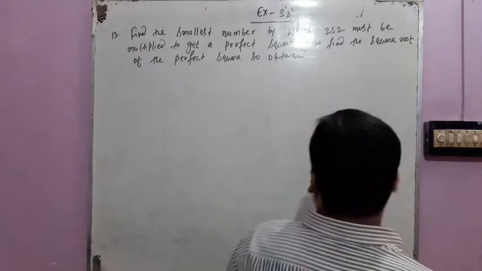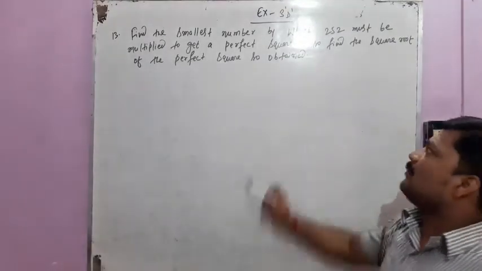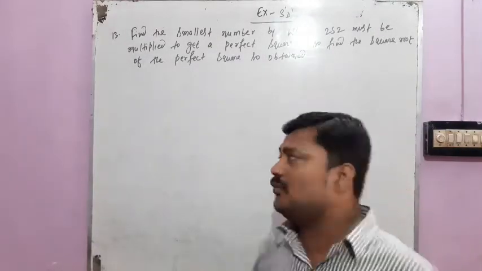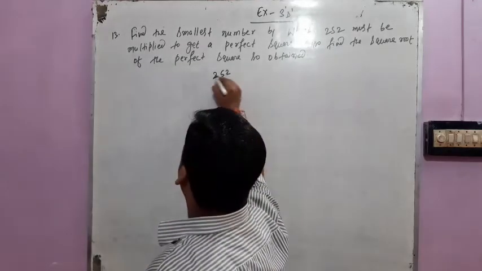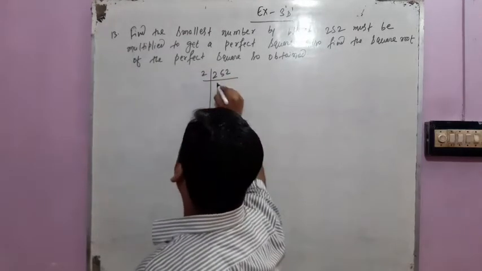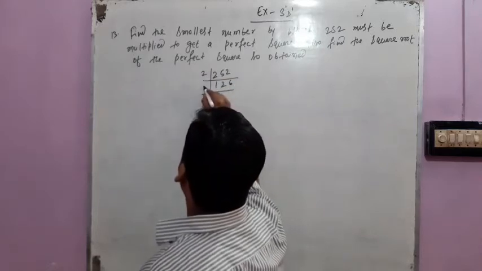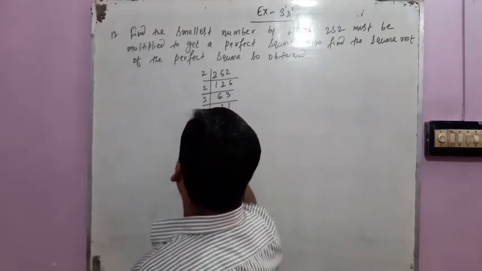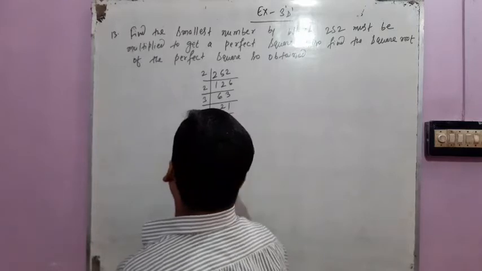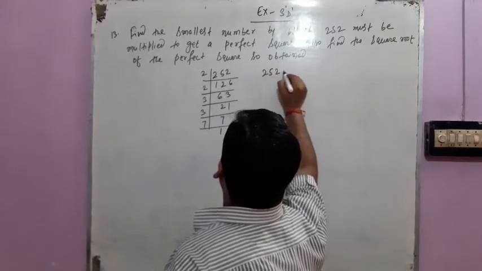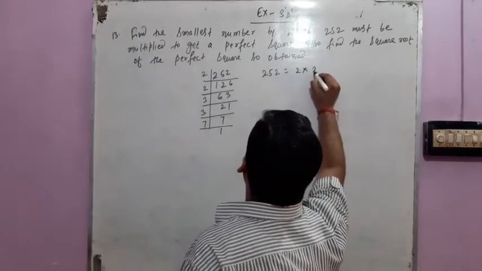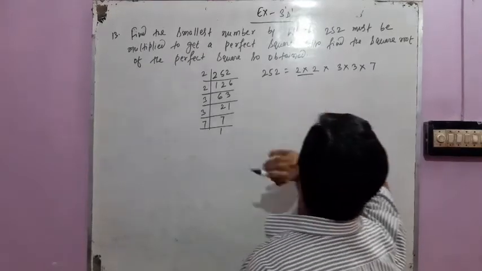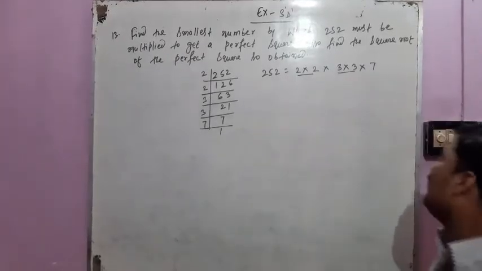Okay students, now that is the question 13 here. Find the smallest number by which we multiply 252. For that students, first we have to prime factorize 252. Now 252 divided by 2 is 126, again by 2 is 63, by 3 is 21, and by 3 is 7, again by 7 is 1. So 252 we can write in the product of prime factors 2 into 2, 3 into 3 and 7. Now here the pair of 2 is complete, here the pair of 3 is complete, but the pair of 7 is not complete here.